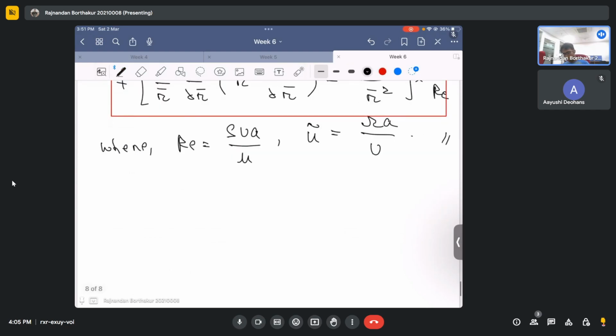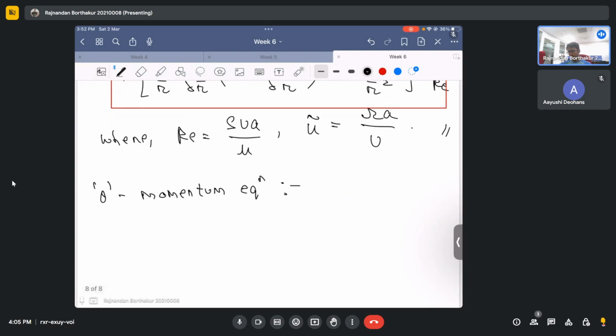So the next task is to write the theta momentum equation. Let's see what we get from here. We'll start off with the theta momentum equation. Basically, just in the interest of time, what I will do is that I will just lay out. Just 1 second.